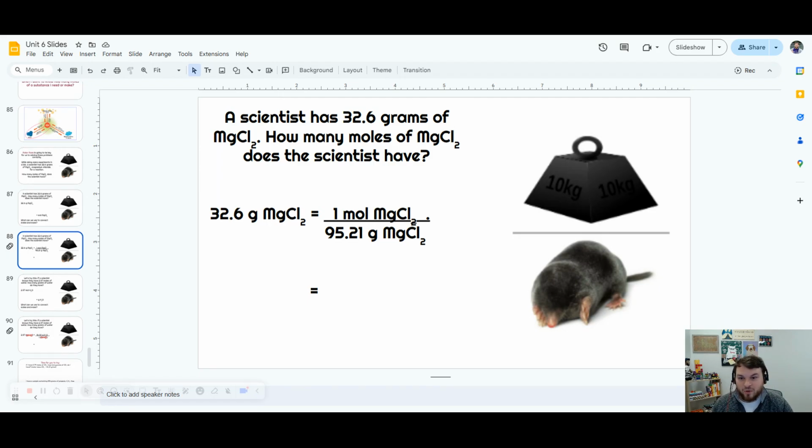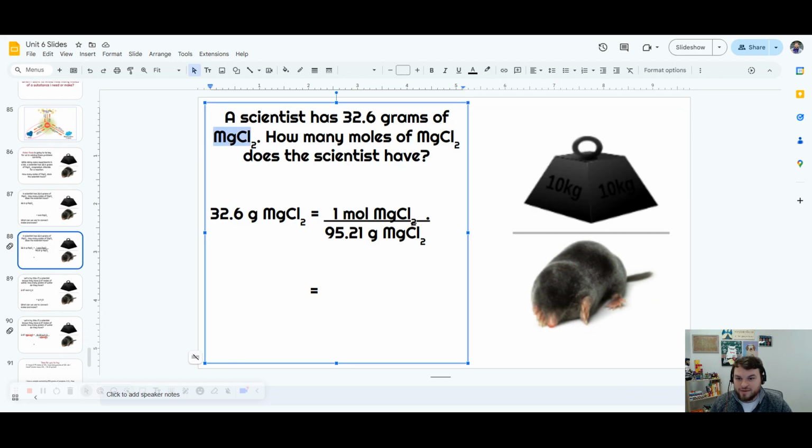But we're taking the moles of magnesium chloride. So we've got 1 mole of magnesium and 2 moles of chlorine in here. We would find the masses on the periodic table. Magnesium is around 24, chlorine is around 35.7, and so that gives us around 70 from the chlorine and around 24, 25 from the magnesium. And so when we add that up, we get 95.21 grams in 1 mole of magnesium chloride. And so we are going from grams of magnesium chloride to moles of magnesium chloride.